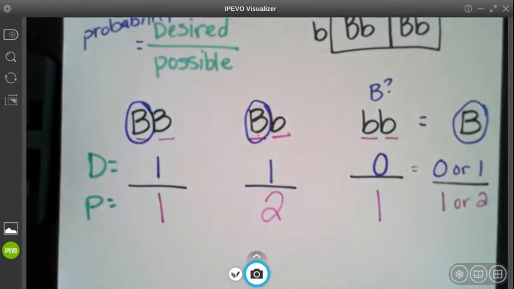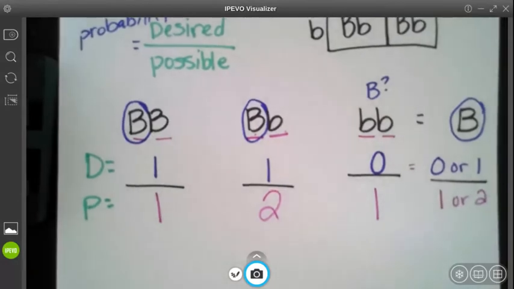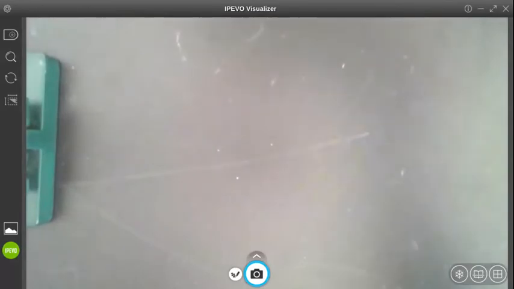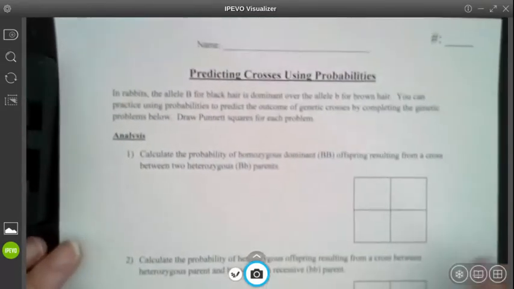Now we're going to apply this to actual problems. There are two rules that we're going to follow, the rule of multiplication and the rule of addition. The rule of multiplication is the one that we'll usually go by. And I'll show you an example when we're going to do the rule of addition. So the rule of multiplication is we're going to multiply our problems here. So here are some examples.